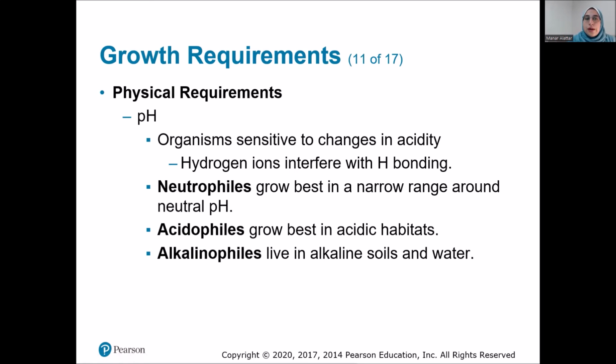And so the pH is really essential to every single system within the cell. And so you have organisms whose systems are generally fit to a neutral pH, which we call neutrophils. But then you do have extreme organisms that are able to live in acidic or alkaline environments as well.